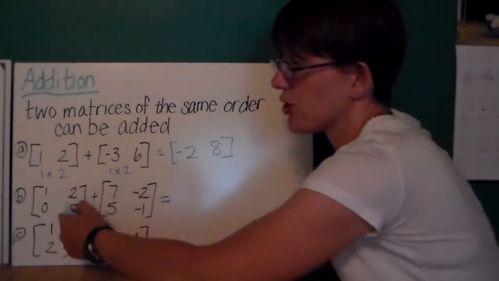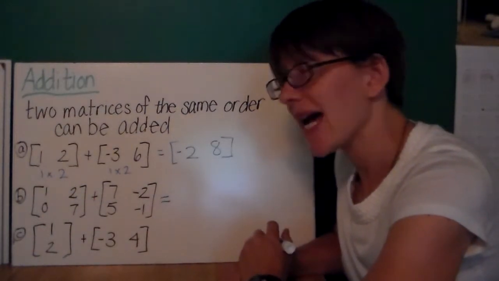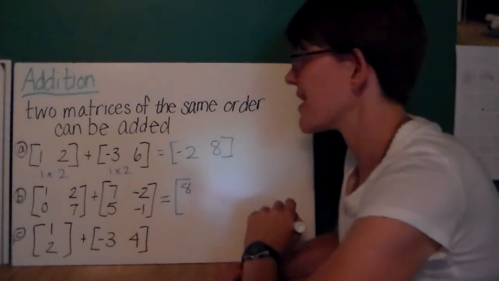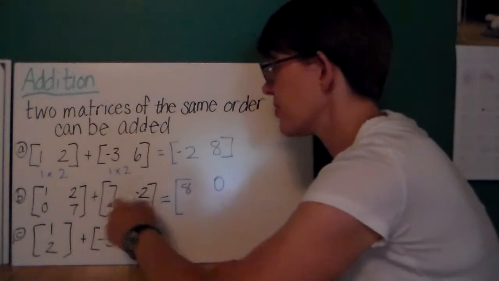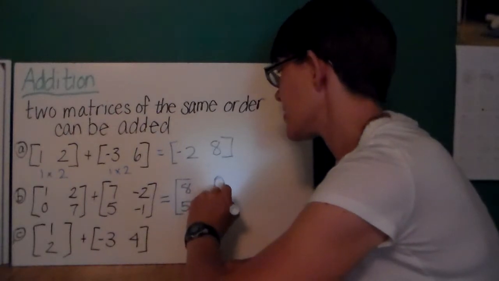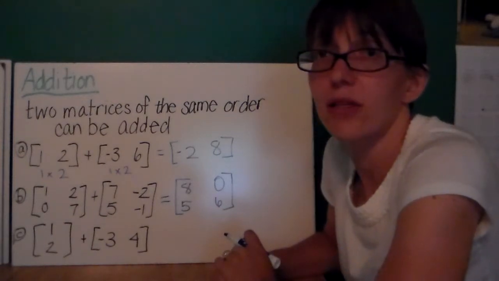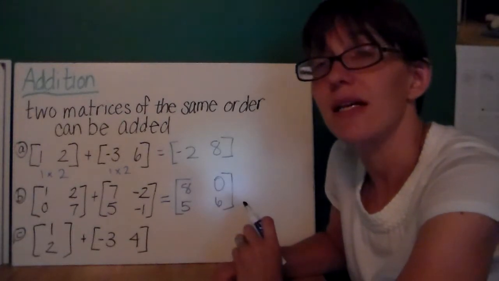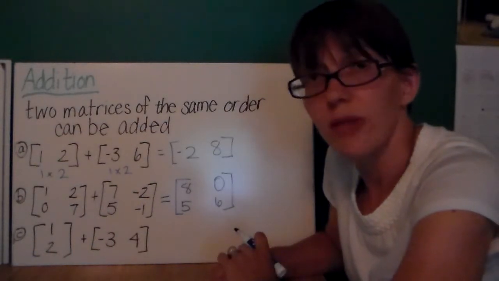In B, I have a 2 by 2 matrix and another 2 by 2 matrix. Again, I can add these two matrices. So I'm going to get 1 plus 7 is 8. 2 plus -2 is 0. 0 plus 5 is 5. 7 plus -1 is 6. We could also have subtracted these matrices by subtracting the corresponding entries. And yes, order matters for subtraction of matrices, just like it does for subtraction of real numbers. So it's a way that matrices and real numbers are the same.